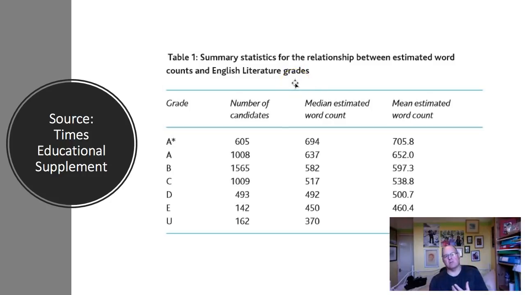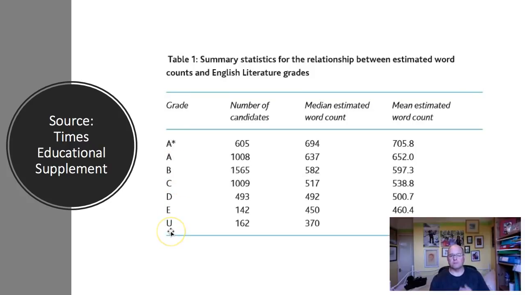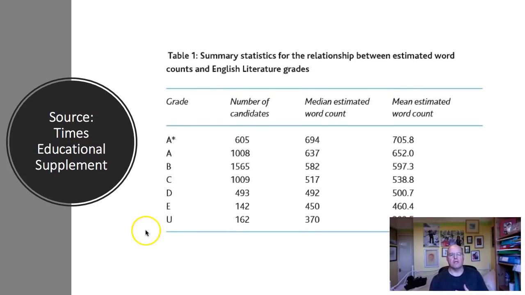It's based on exams that were taken before 2017, so we're still using these grades, A star and down to U. But it's telling us something really very interesting. For A star, you need to have roughly 700 words. So we're looking at the median and the mean. I'm just going to use the mean figure, but you can see they're very similar all the way through, which is great news. It means we can trust these numbers.